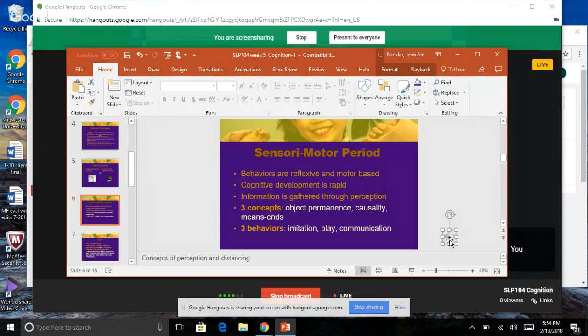Means ends is the way to achieve a goal. Mommy put her keys in her bag because I was playing with them. And I went for the keys. She takes her bag and puts it on the counter. Means end says I climb on the chair to get the purse, to get the keys. So during the sensory-motor period, they're going through this process of conceptual development through object permanence, causality, and means ends. They start to understand that things exist when they cannot be seen, that one thing causes another. There's a cause and effect in life, and that I can set a goal to reach an end.